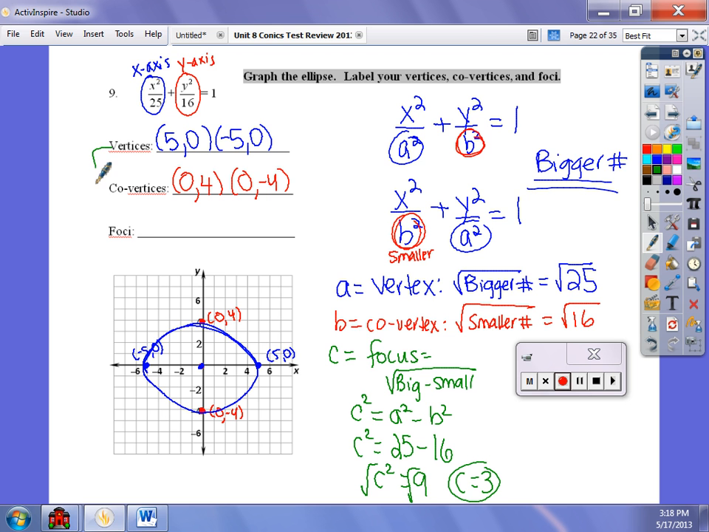Focus is always in line with the vertex. The vertex is on the x-axis. So if you took a highlighter and highlighted the x-axis, you would know that everything needs to go on the x-axis except for the covertices. So the focus will go here, and the other focus will go here. And that's my ellipse.